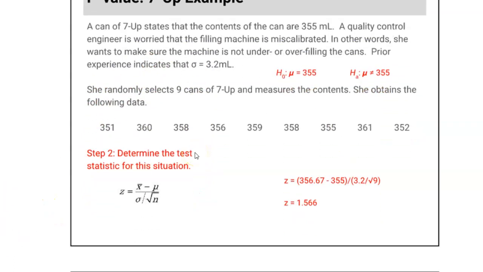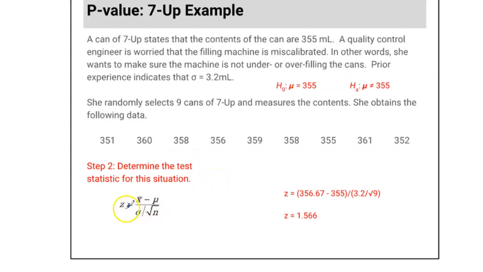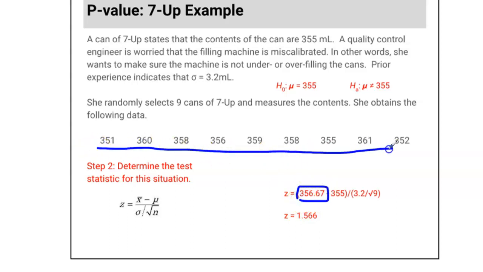Step 2 is to determine a test statistic. Remember z-scores from several weeks ago. The z-score tells you how weird something is, how unlikely something is to occur, based on a standard normal curve. So what we're going to do is figure out our x bar, our sample mean. That's 356.67. That's just by taking all of these numbers, adding them together, and dividing by 9. So 356.67 has 355 subtracted from it.